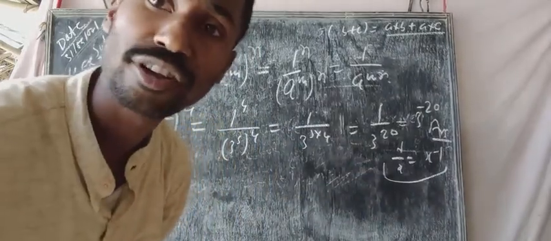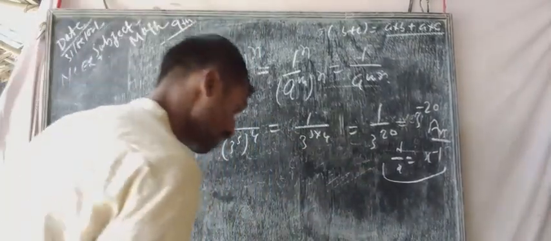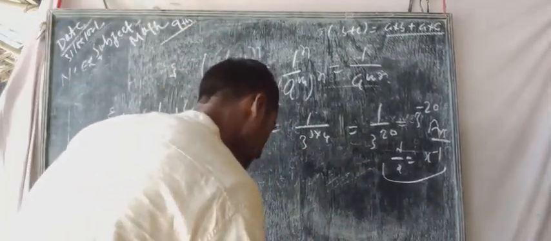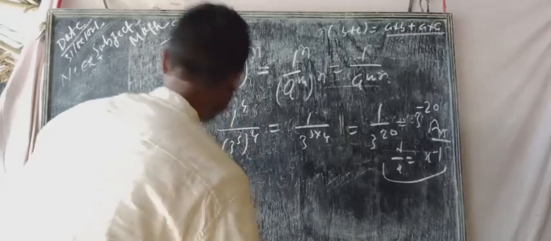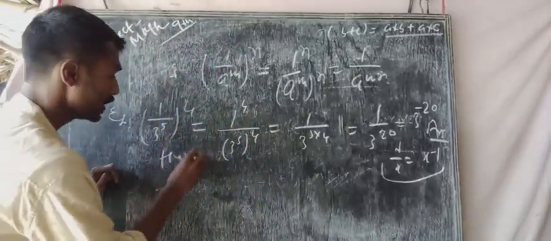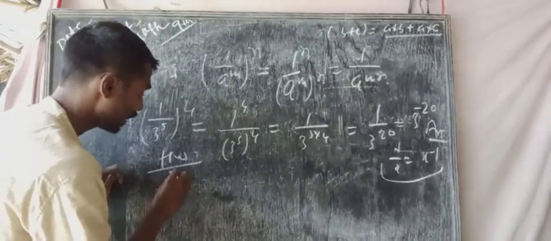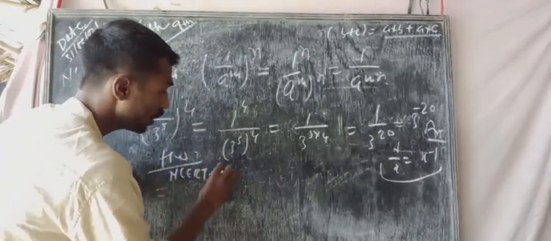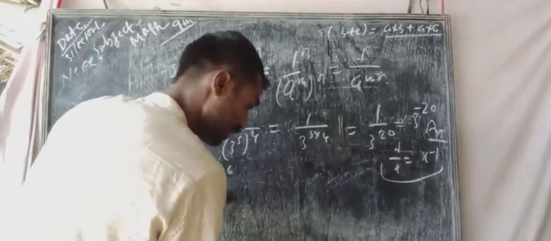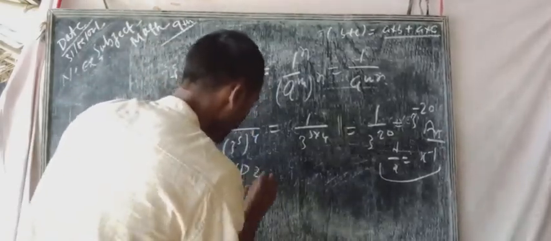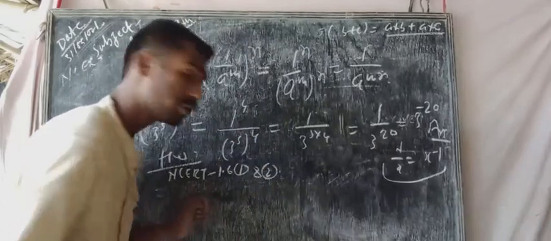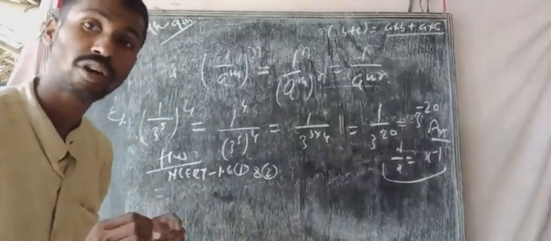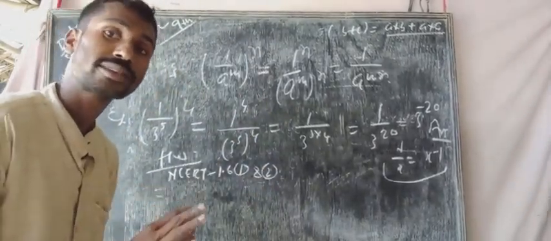And the second thing is the exercise. The second thing is exercise 1.6 of the NCERT book, half of the questions. That means 1 and 2. You should solve 1 and 2. This is your homework for the next class.